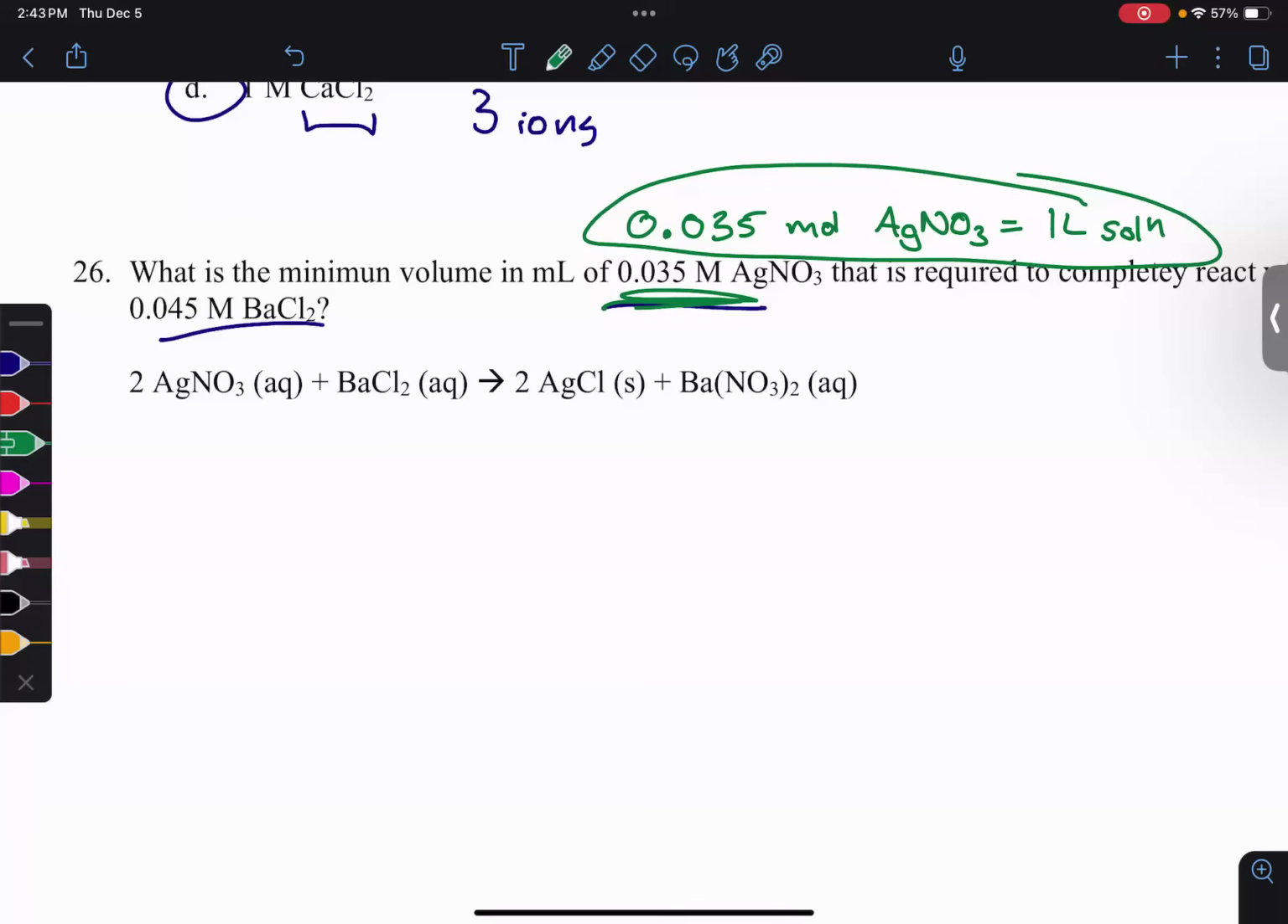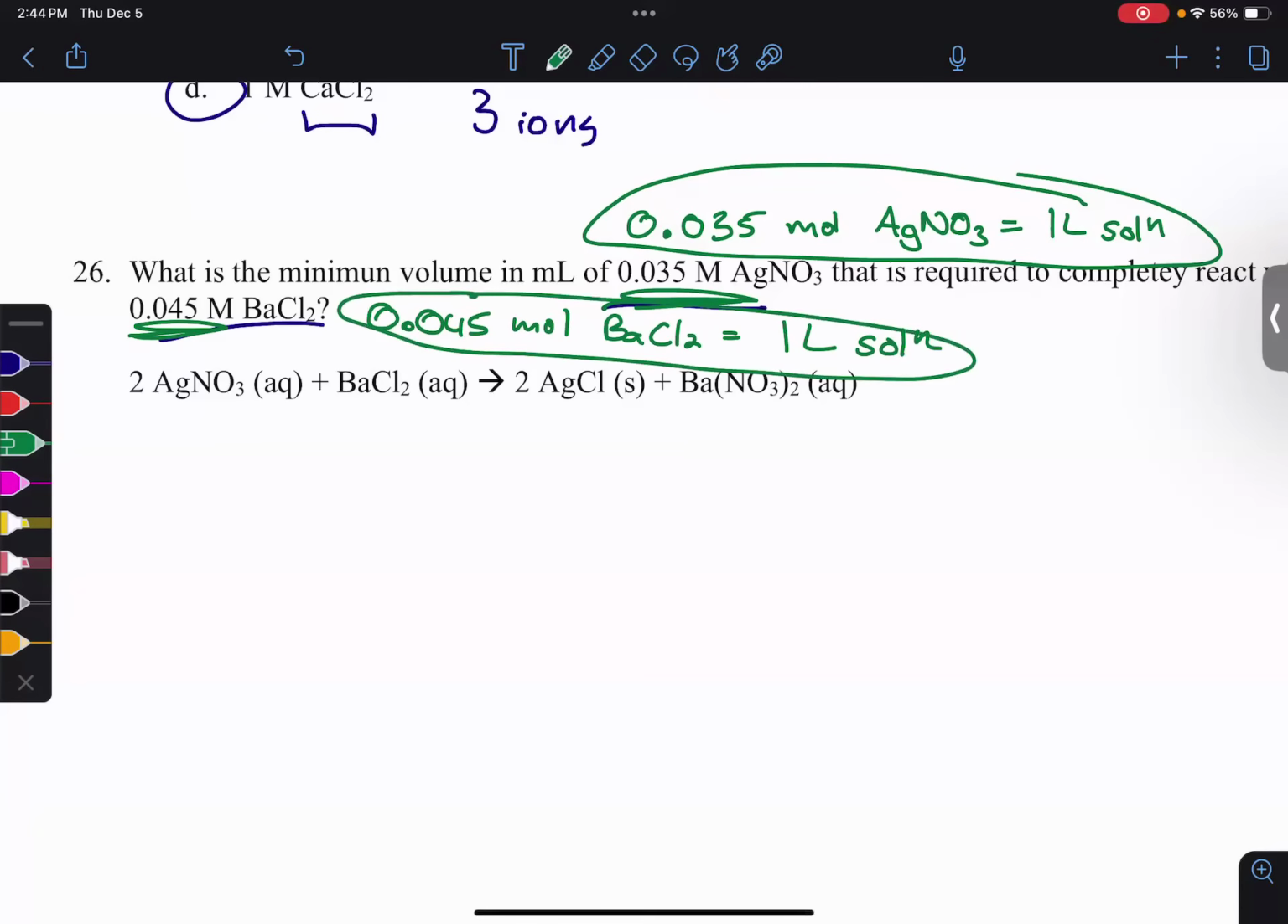If something's 2 molarity, you have 2 moles of that stuff per 1 liter. So that means the concentration of barium chloride given here is 0.045 moles of barium chloride in 1 liter of solution. That equality is going to be super useful when we start making fractions.